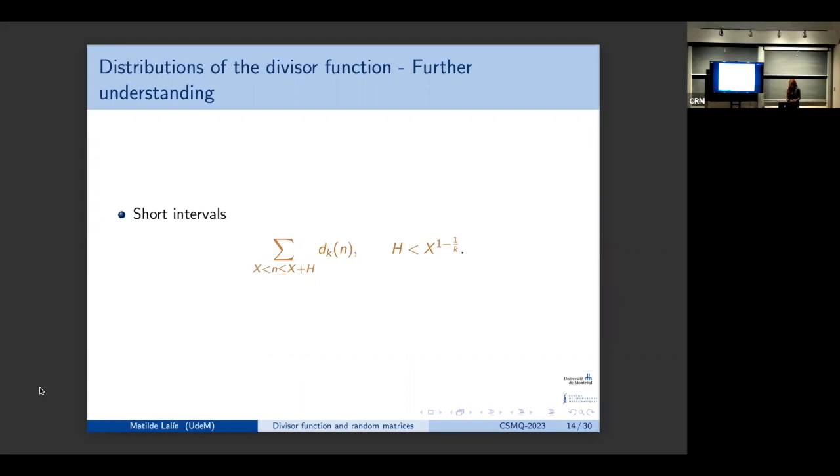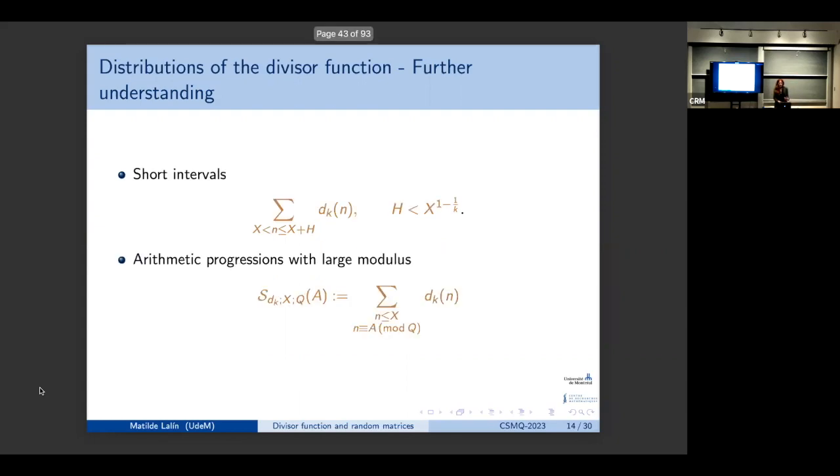That's one direction. Another direction that we could use to understand things is going over arithmetic progressions. What that means is that instead of taking the sum over n up to x, we take the sum over n up to x with n restricted to some congruence modulo some modulus, so modulo some q.